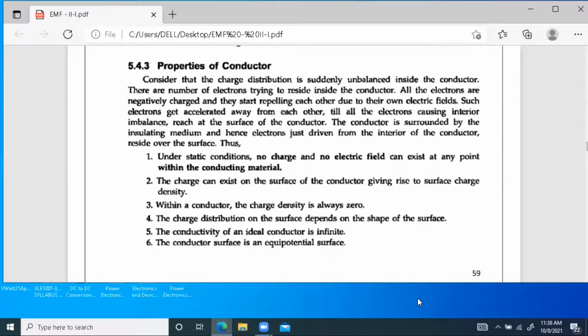So when you say static condition, sir, you mean like neutral condition, right? It means like steady state. All right. Yeah, that's interesting. That's an excellent question.